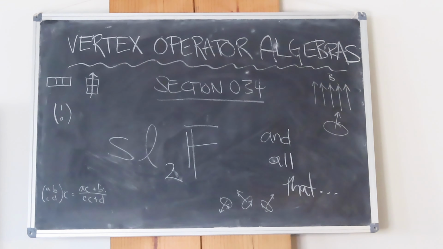Hello, and welcome to episode 34 in our series on Vertex Operator Algebras. Today, we are following up on our conversation of quantum mechanics with a bit of applied representation theory. Indeed, today's discussion will be all about the special linear group in 2 dimensions and its relationship to the special unitary Lie group, SU2. Let's dive in.